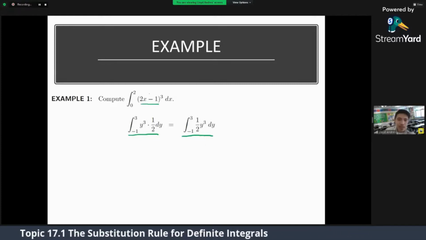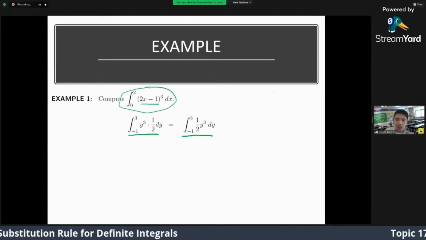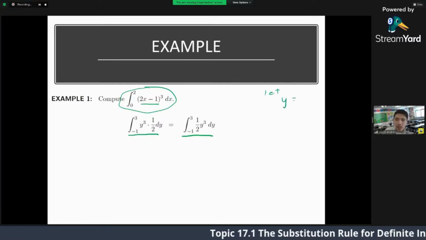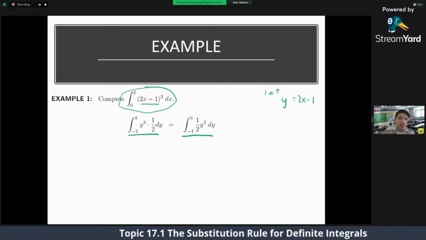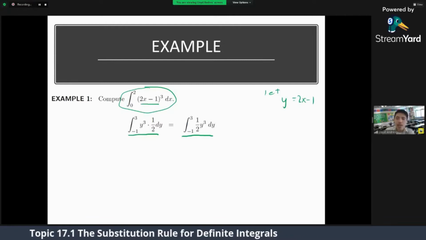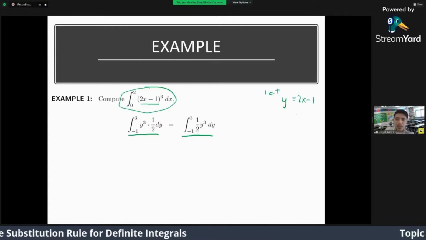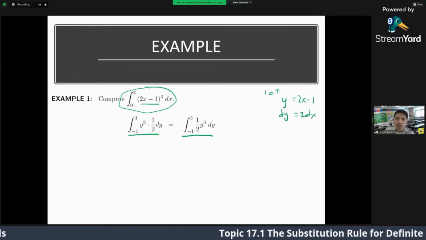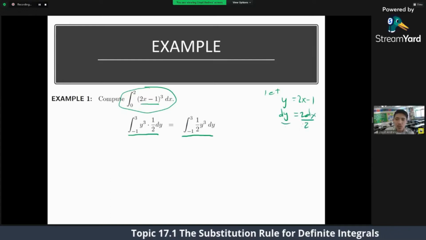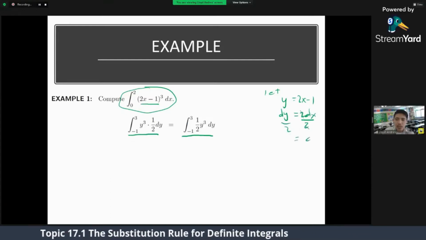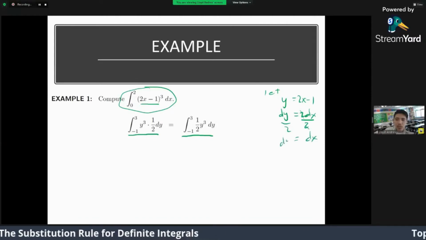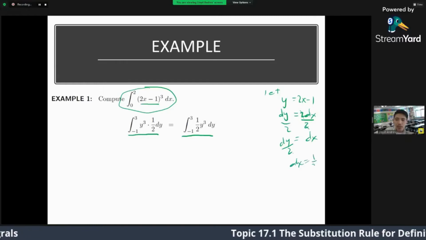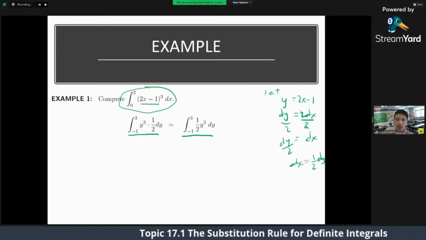Starting from here, we let any variable. The one used is y equals 2x minus 1. Then, differentiating both sides, we have dy equals 2 dx. Isolating dx, we divide both sides by 2, so dx is dy over 2, or simply, dx is 1/2 dy. Both 1/2 dy and dy over 2 are the same.